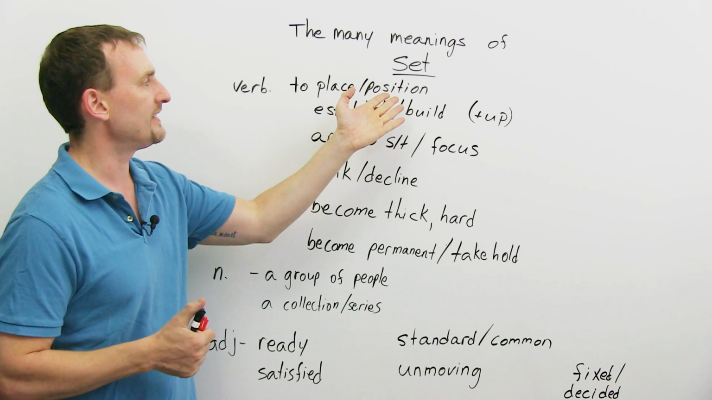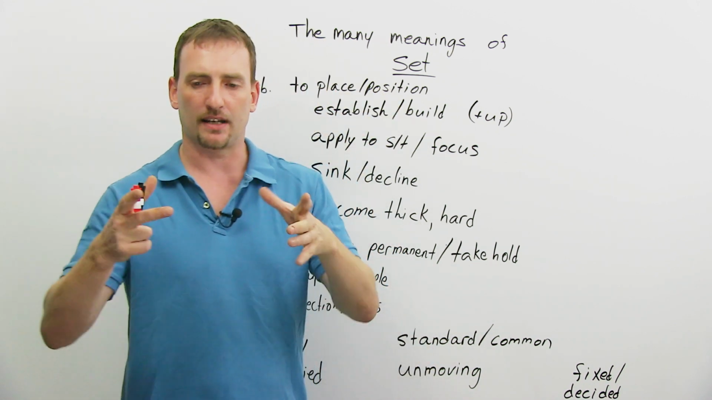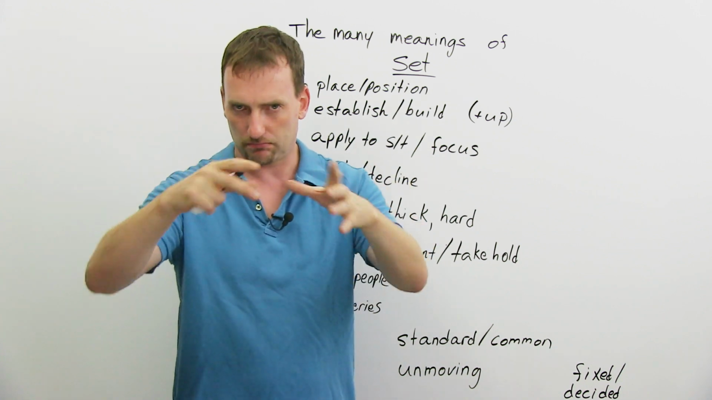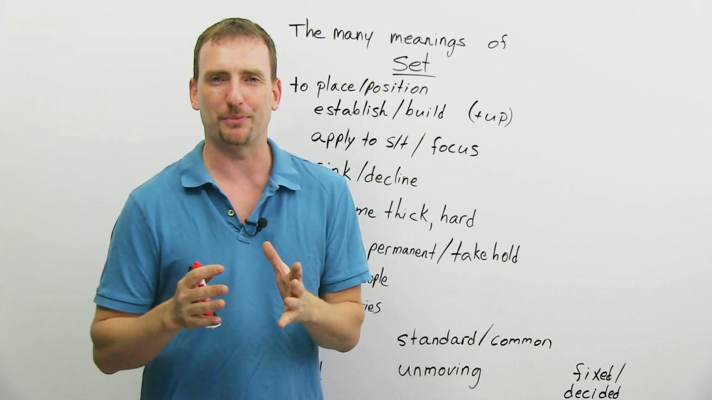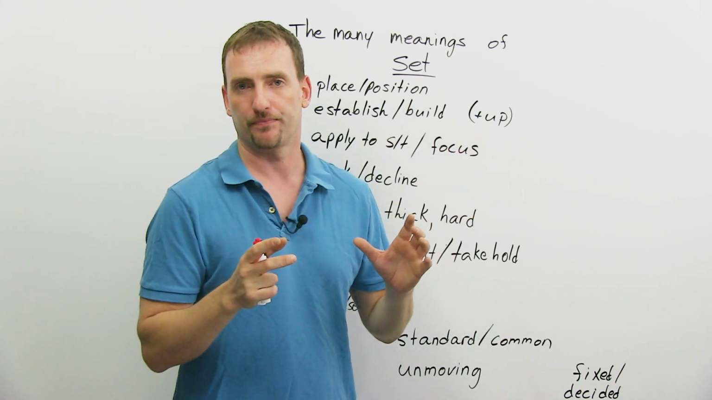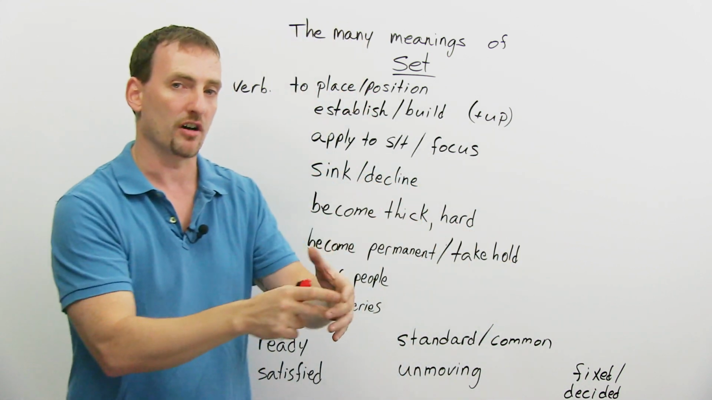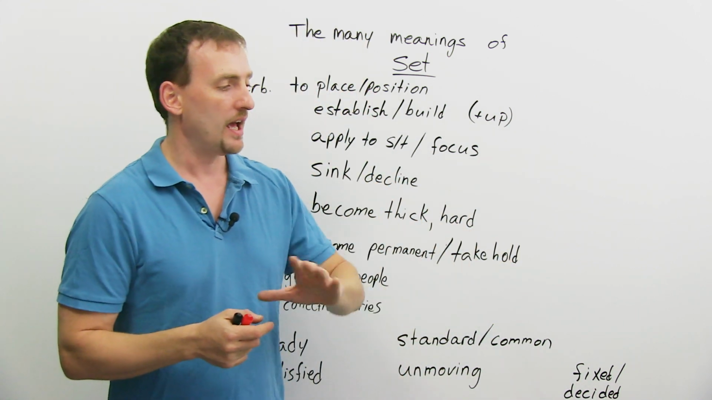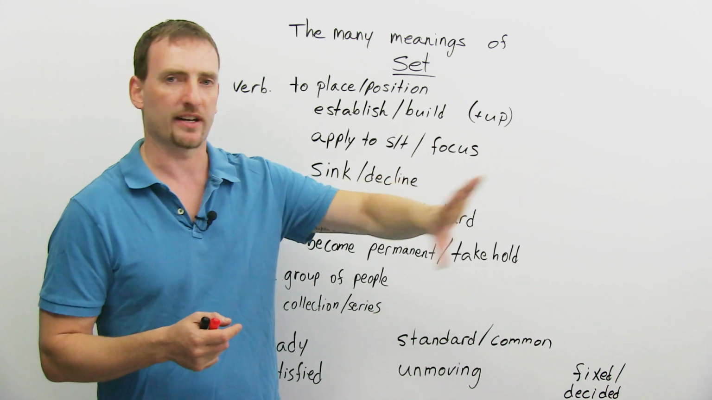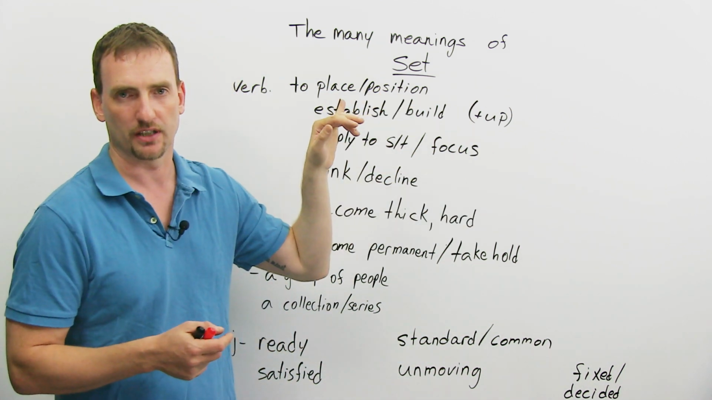So we can set something, we can place it somewhere, we can put it down, right? So if I have a vase, vase, however you want to pronounce it, both are okay, full of flowers, and I want to set it on the table, okay? So I can set it down on the table. Set the vase being the object. And I can set the ladder, or I can set the picture over there against the wall. So I can put it in a place or a position.